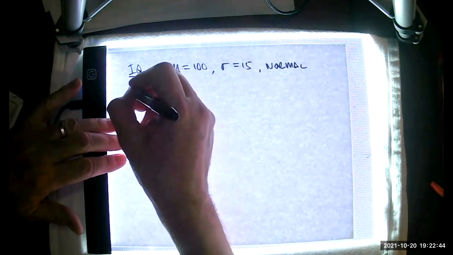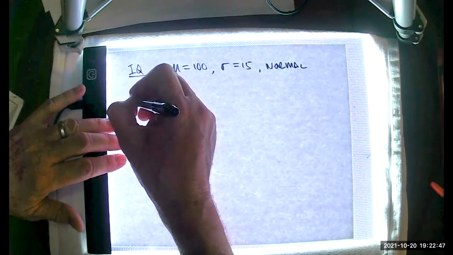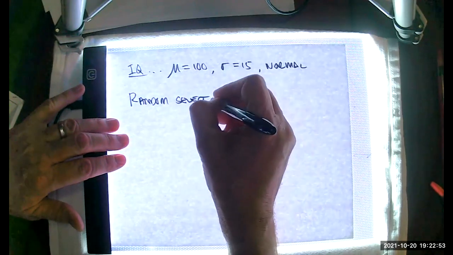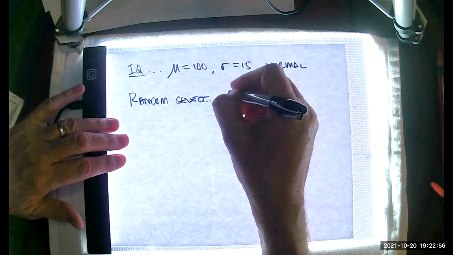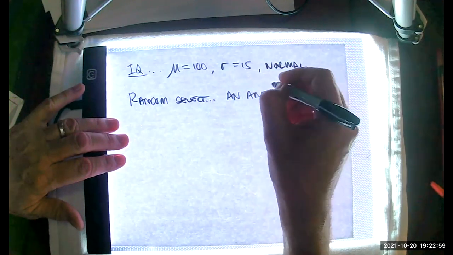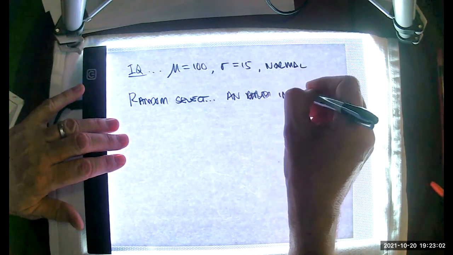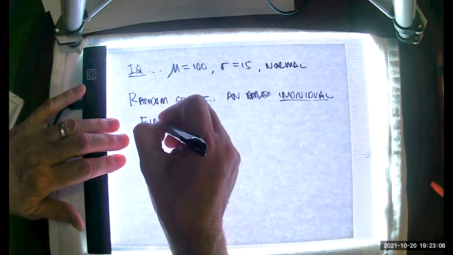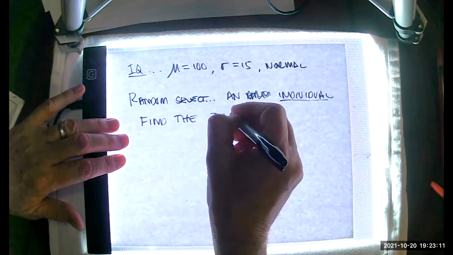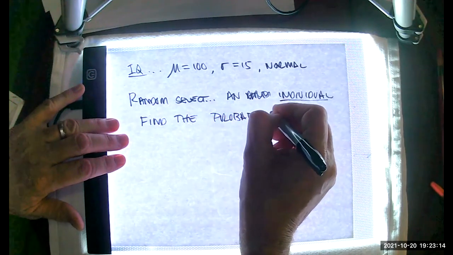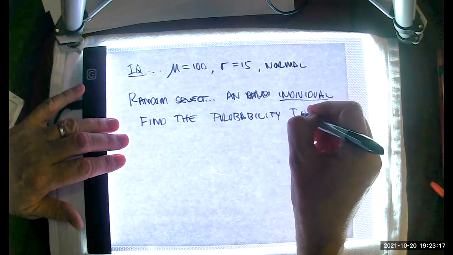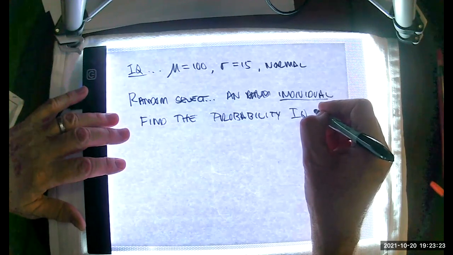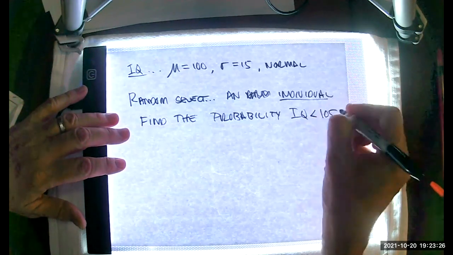So here's my question. We randomly select an individual. We want to find the probability IQ is less than 105.